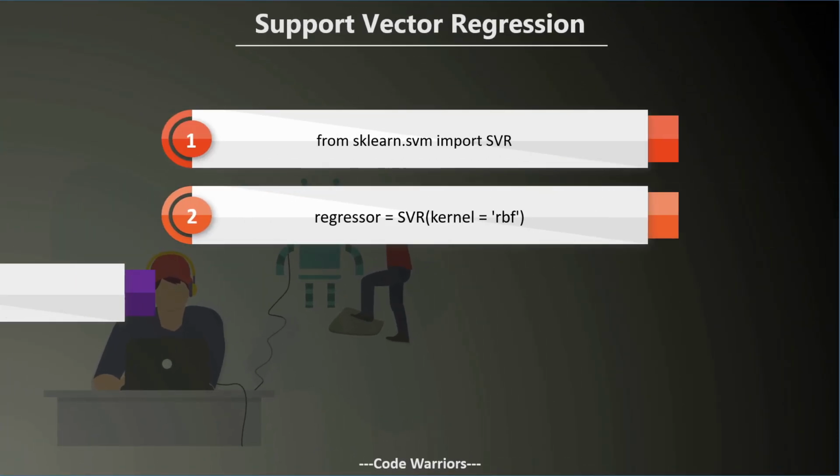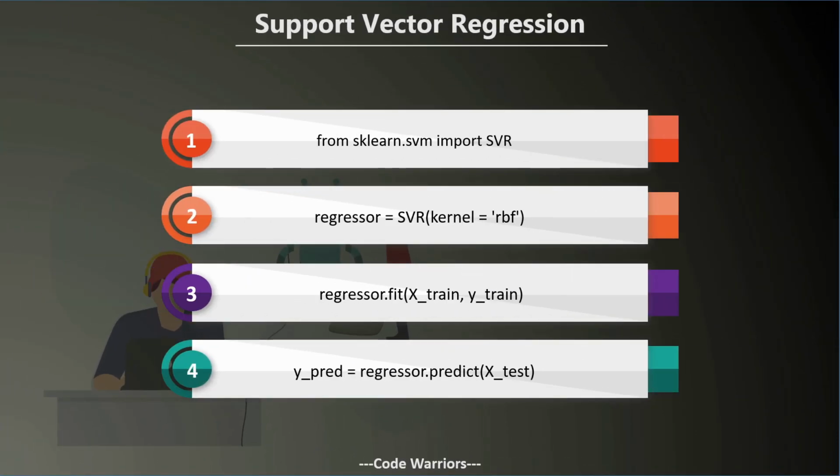Now we are going to implement support vector regression using sklearn in our code. First, we need to import SVR, which stands for support vector regression, from sklearn.svm. After that, we need to create an object of SVR. Let's say here we call it regressor, and in it we need to define the kernel. Here we are defining the kernel as RBF, which is used for non-linear datasets. If the dataset is linear, there is also a kernel called linear.